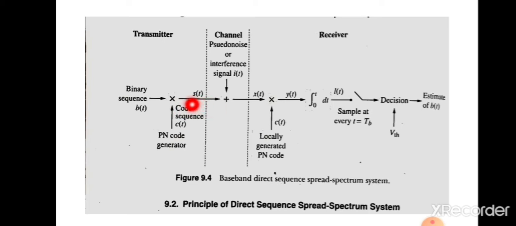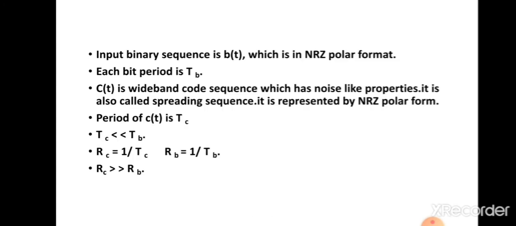Then that modulated signal is transmitted through the channel, where noise is introduced. Here the noise is represented by the interference signal I of t. This I of t is added to S of t. As a result, we receive another signal X of t that has an S of t component and an I of t component. Let us see the details.